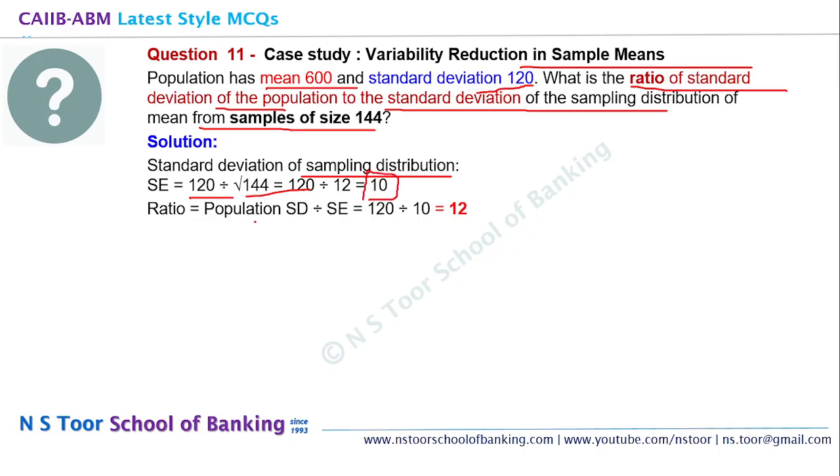When my standard error is 10, take the population standard deviation divided by standard error. They have already given us standard deviation as 120, divided by standard error, that is 10, is equal to 12. So 12 is the ratio among them. So what is the correct answer? 12 is the correct answer for our question.